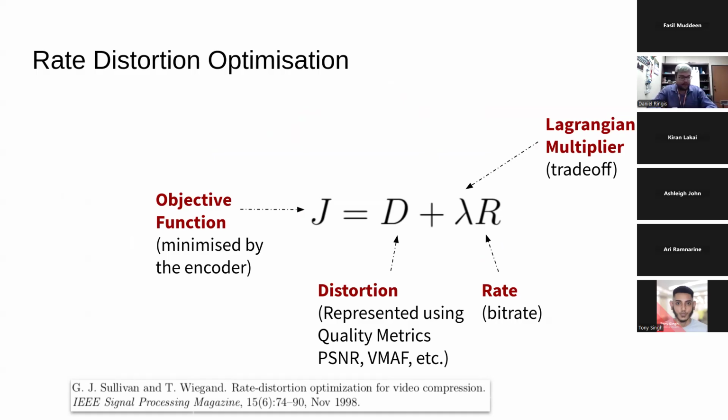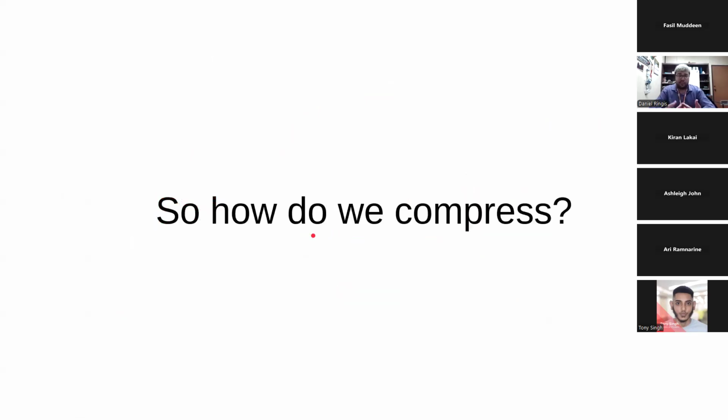So the codecs have this trade-off function, and they're trying to figure out a way to minimize both in such a way that the combination is minimal. So that's what compression is and the goal of it. So how do we compress?